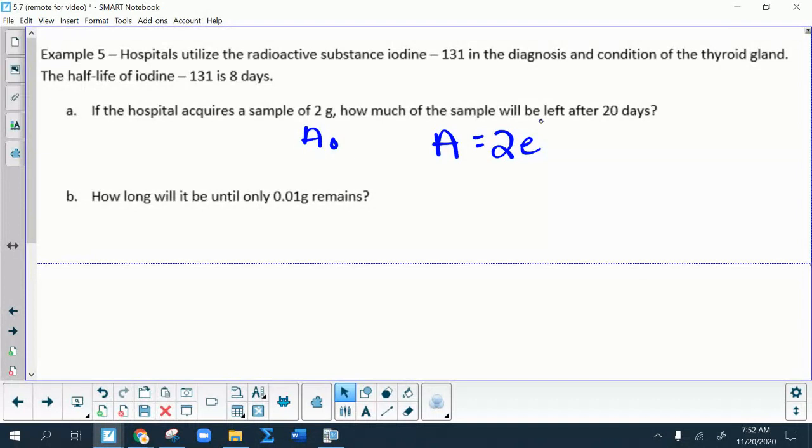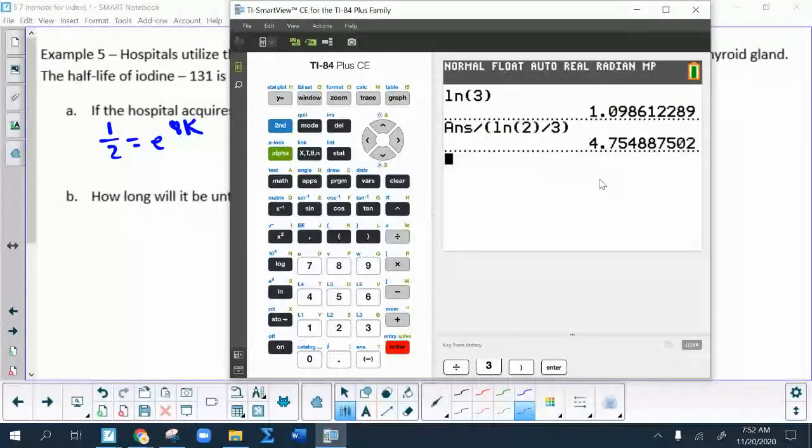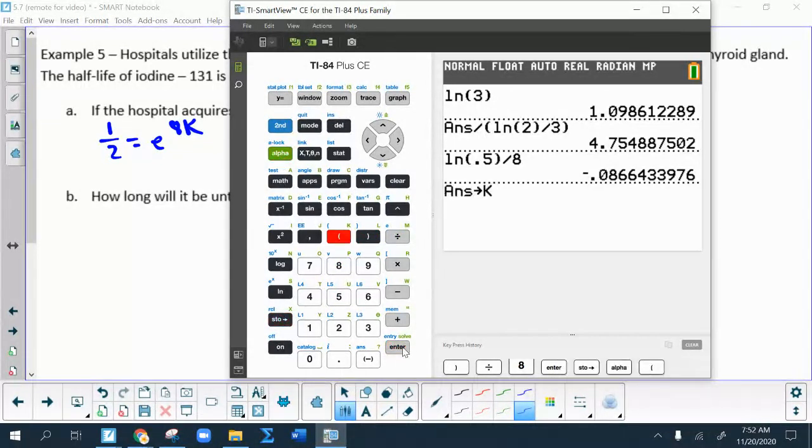So we are being asked for this a here, but I don't have the k yet. So I need to see, the half-life is 8 days. 1/2 = e to the 8k. So I'm going to take the natural log of 1/2, dividing by 8. That is my half-life. I'm going to store it into k. So there, it's stored into k.